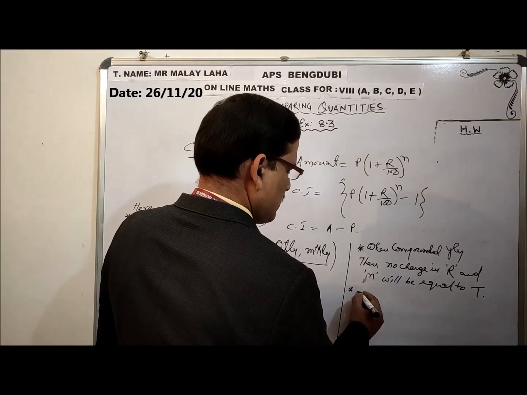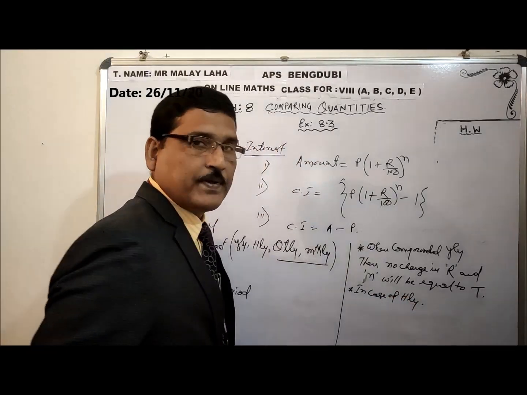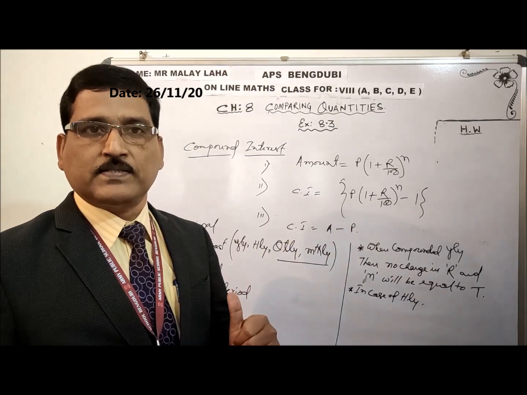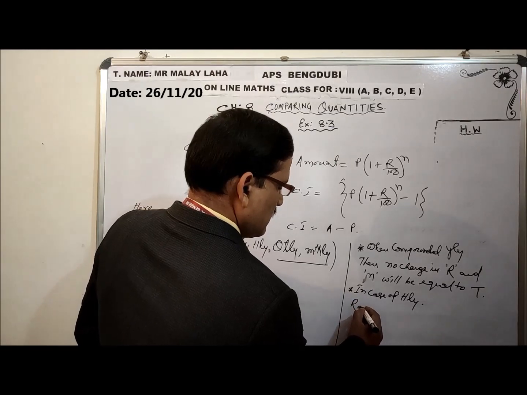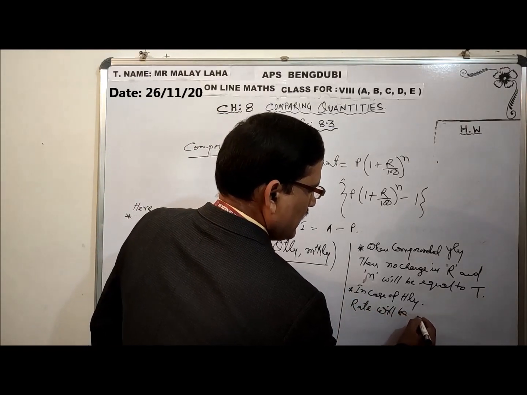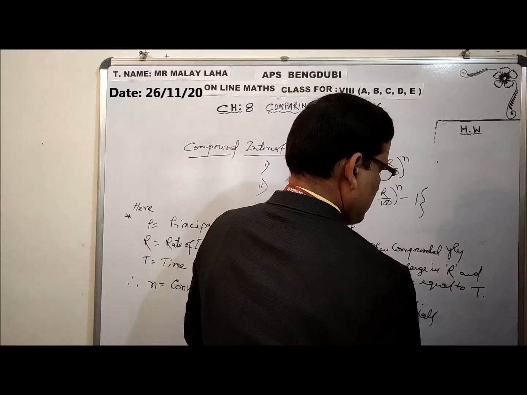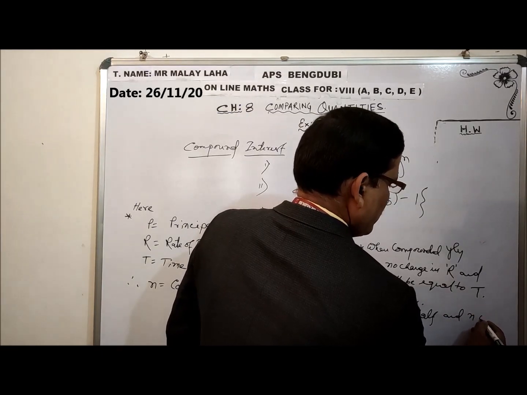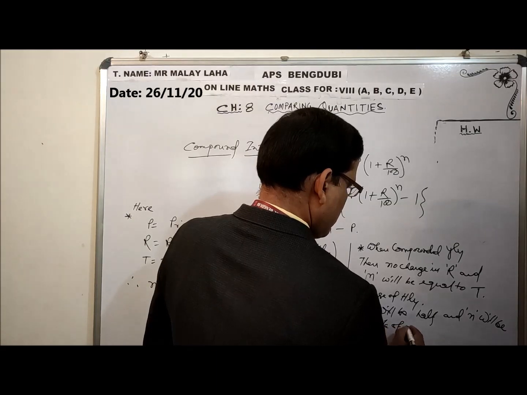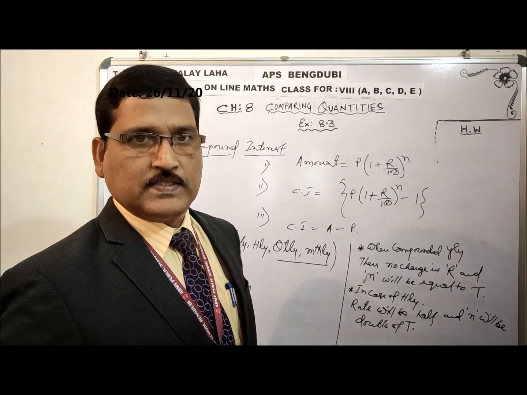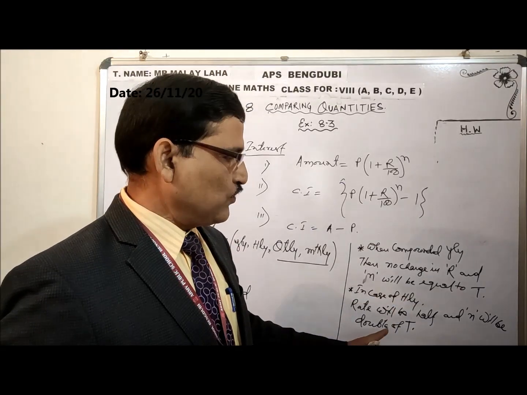But when compounded half yearly, first of all you have to make the rate half. If it is 10%, make it 5%. If it is 8%, convert it to 4%. So the rate will be half and N will be double of T. That means if it is 10% for 2 years compounded half yearly, then 10% will convert into 5% and N will be 4.